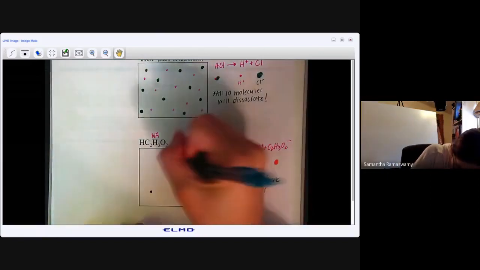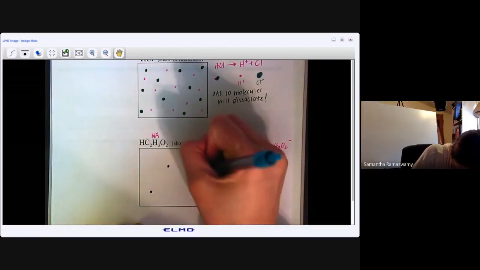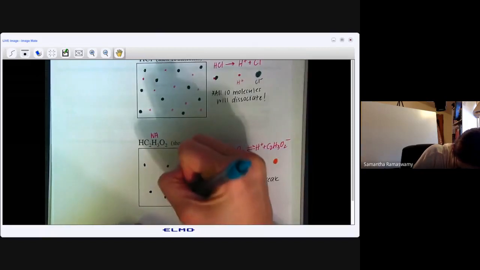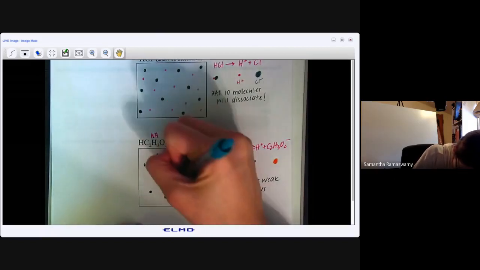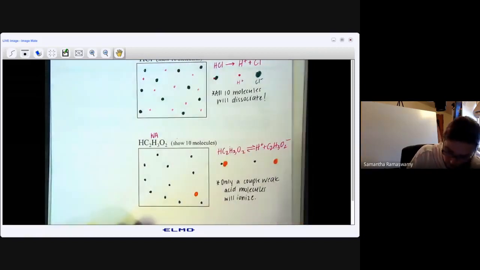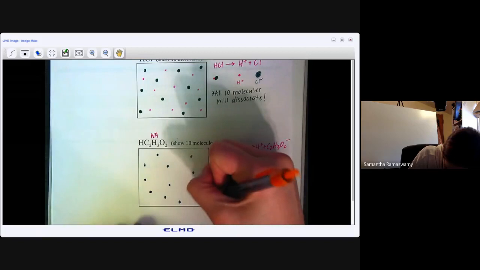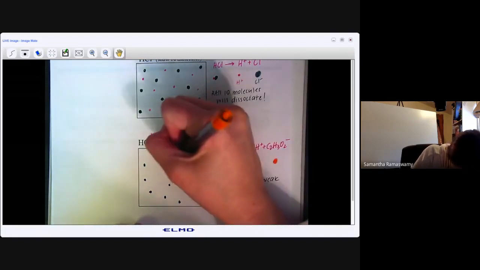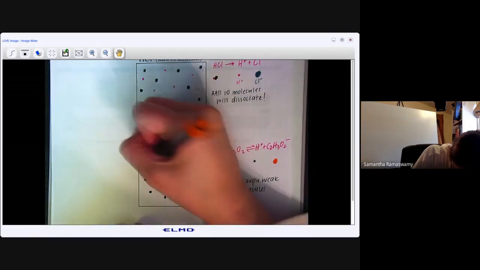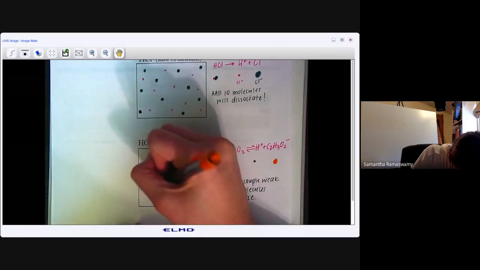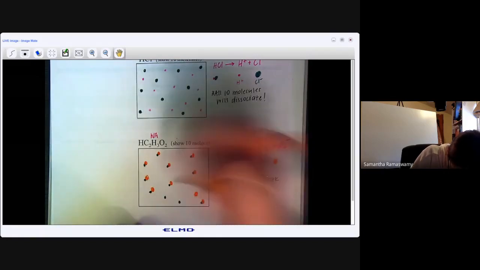Then I'm going to show the rest of them still together. I'm just doing all of my H's first. 1, 2, 3, 4, 5, 6, 7, 8, 9, 10. Right, so I'm going to show all of these still together as molecules. And there we go.